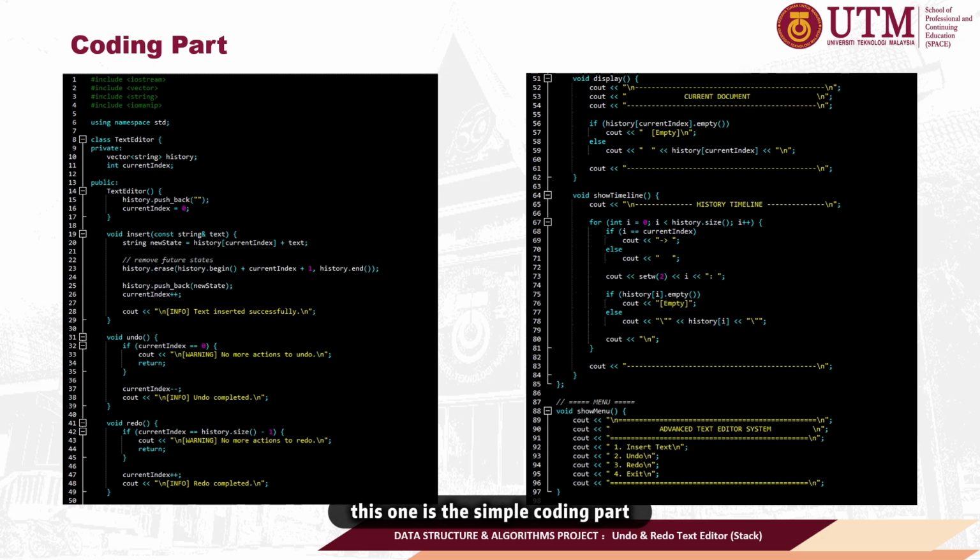This is the simple coding part. This slide shows the coding part of our project. We use programming to implement the text editor system. The code handles insert, undo, and redo operations. It also manages the storage of text stages. Next, I will pass to Iwei to present the next part.